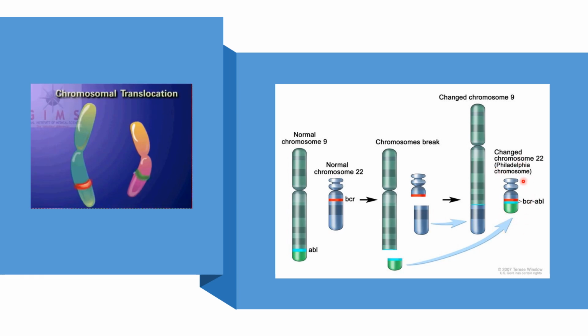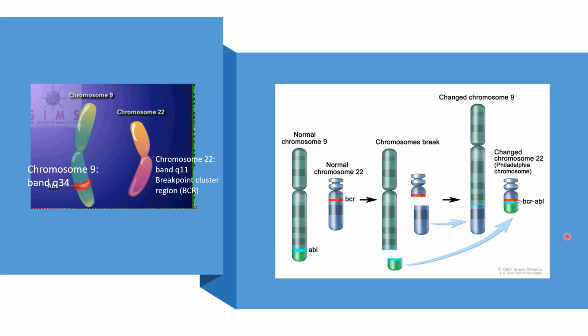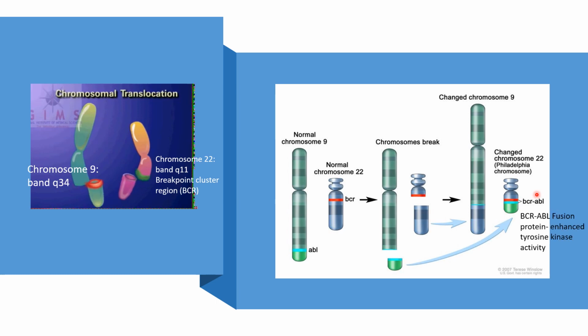Let's be a little bit more specific. So the ABL proto-oncogene from band 34 of chromosome 9 transfers to the breakpoint cluster region, band 11 of chromosome 22, resulting in a unique chimeric gene, which is the BCR-ABL1 gene. This new gene produces the BCR-ABL fusion protein, which expresses an enhanced tyrosine kinase activity compared with its natural enzymatic counterparts.